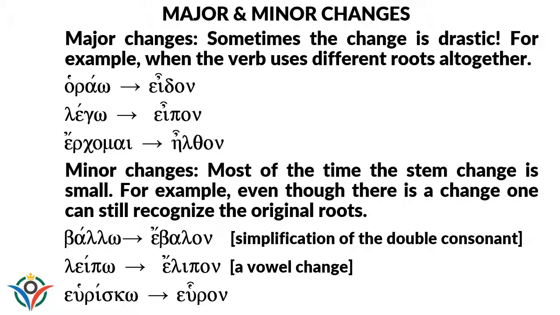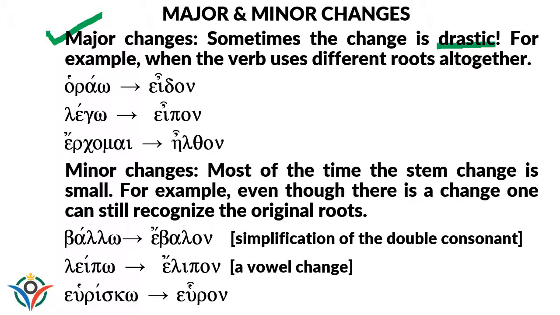So let's talk about major and minor changes for a minute. What do I mean by major changes? This is when the stem change is drastic. All right, so there's a major change that takes place. For example, when the verb uses different roots altogether.